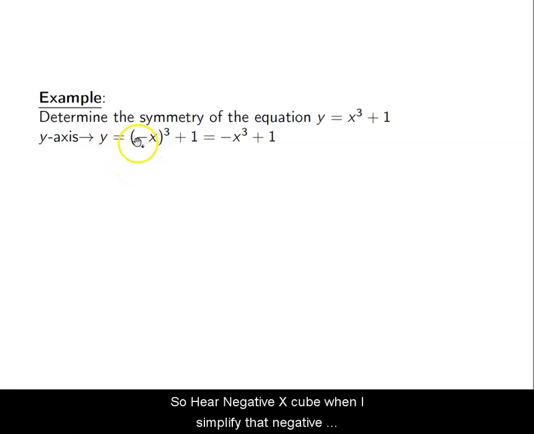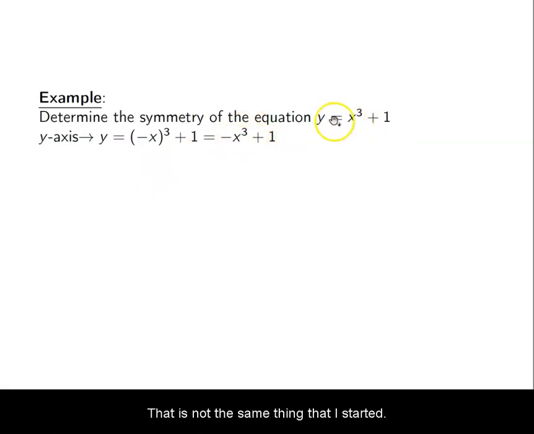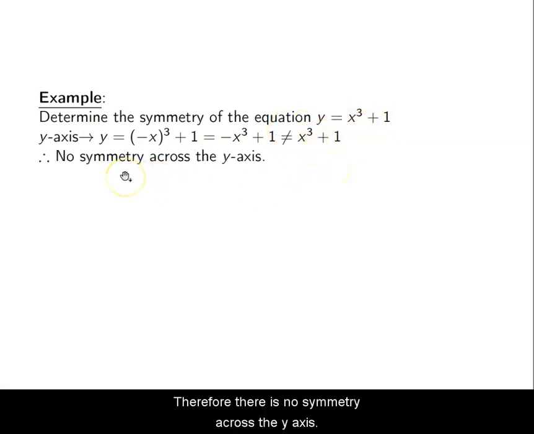So here, negative x cubed, when I simplify that, negative x times negative x times negative x, I get a negative x cubed plus 1. That is not the same thing that I started with. Therefore, there is no symmetry across the y-axis.